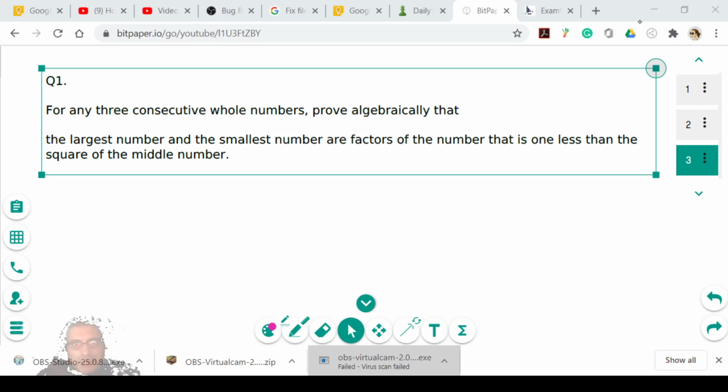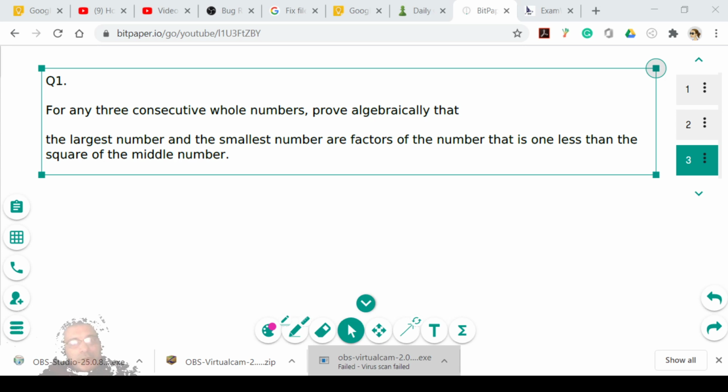Let's get this started. Let's see if I can get my work up. There we go. Alright, so this is: for any three consecutive whole numbers, prove algebraically. The first thing to watch out for is where it says prove. It doesn't always say prove algebraically. When you have to prove using algebra, you can't just whack numbers in and go, oh look, it works.